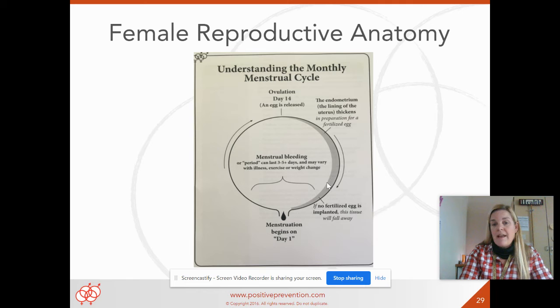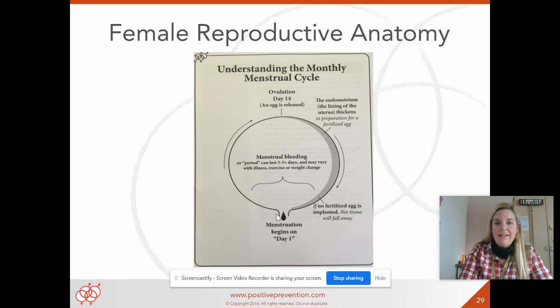But around this point in time, we realize that egg didn't get fertilized. The fertilized egg did not implant into the wall of the uterus, or endometrium. So we don't need this endometrium anymore. So we're going to break it down and discharge it, and it's going to leave the body. As you see right here, that little drop of blood and tissue, that's the endometrium leaving the body. And then guess what happens?